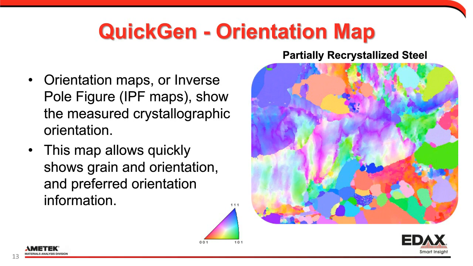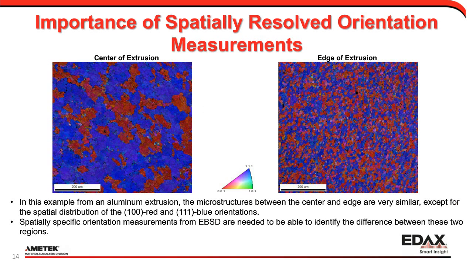This next example is why I think it's really important to show this and the importance of that spatially resolved orientation measurements. This is an example from an aluminum extrusion where the owner of this piece had problems with manufacturing issues, and they couldn't figure out what was the difference between these two different areas.